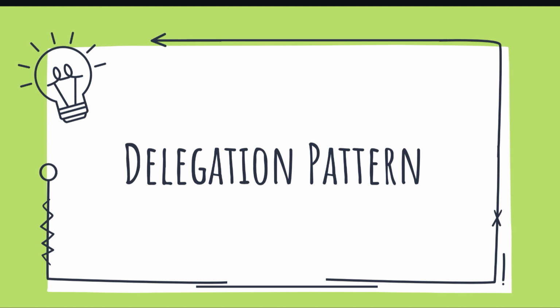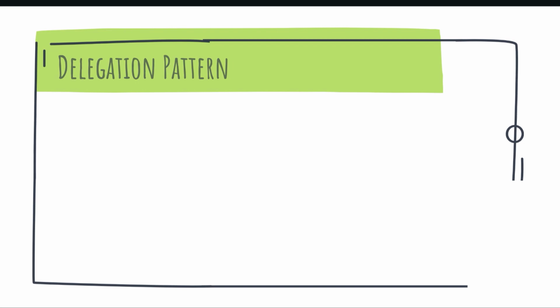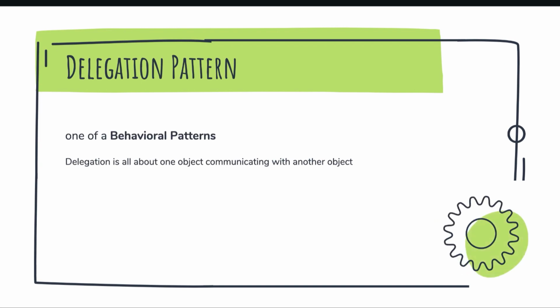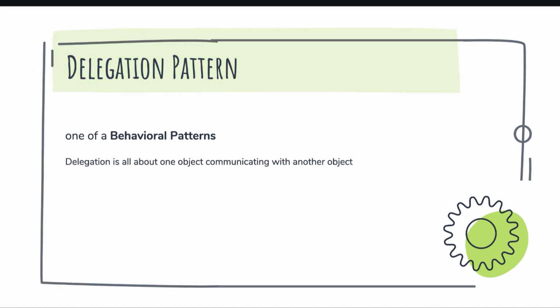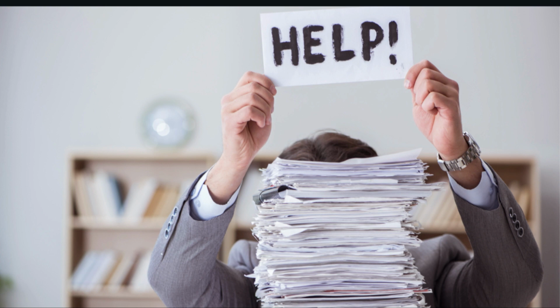I will talk about the delegation pattern in this video. The delegation pattern is about one object communicating with another object. That's why it's under behavioral design patterns. You can think of it like someone who has a lot of work and decides to delegate some of these tasks to someone else, asking for help. So a delegate is a helper object that provides data or performs a task rather than doing the task itself.